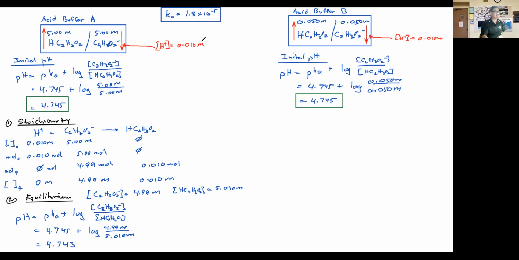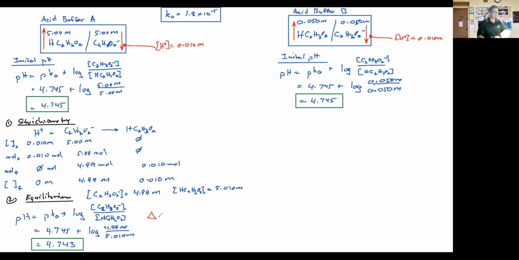4.743. That is the new pH. After we've added in the 0.01 molar of acid, that is the new pH of this acid buffer A. So if we take a look at the difference, that is the change in the pH. Let's go and do this really quickly, the change in the pH for the acid buffer A.